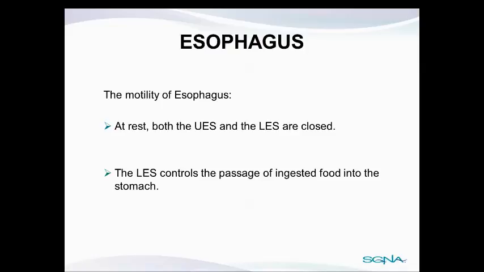The lower sphincter controls the passage of the ingested food into the stomach. When the bolus reaches the lower sphincter, it opens and allows the bolus to enter the stomach and then closes to prevent the reflux of the food and the acid back into the esophagus.